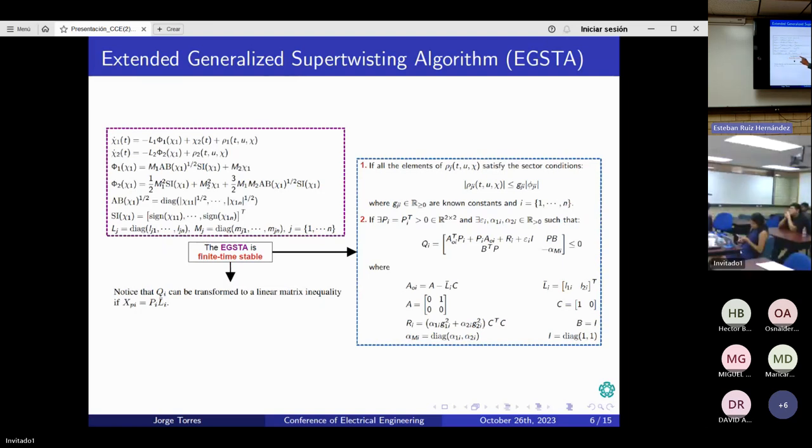This is called the extended generalized supertwisting algorithm. It converges in finite time. Normally, in the classical theory for control, we have just asymptotical convergence, which means that it converges to zero at infinite time. So finite time is much more convenient for us. Suppose that these extra terms satisfy some set of conditions and this inequality is verified, then we have finite time convergence. The details of the proof are well known and are reported in the paper.